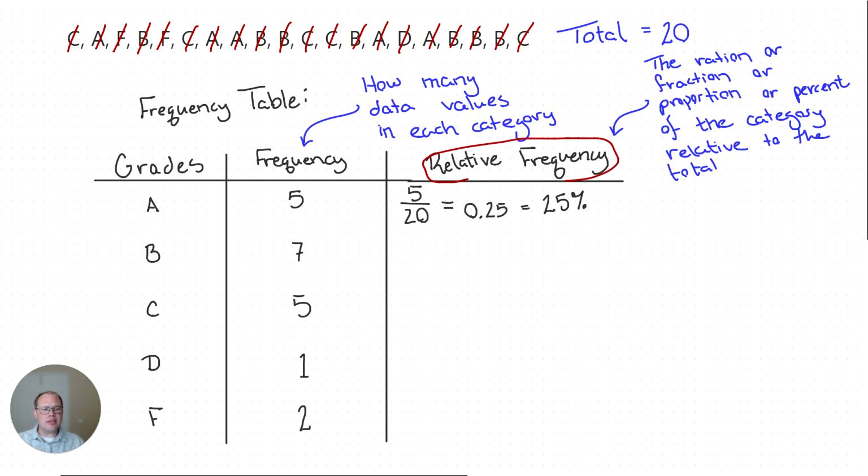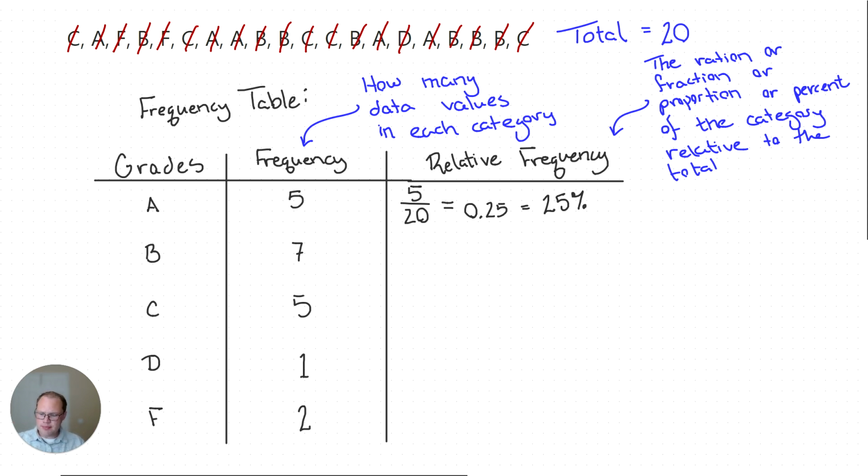Generally, in a relative frequency column, you will only use one of these ways to represent it. I'm using all three just in this example to show you that there are different ways to express this relative frequency. Let's do that for the entire chart.